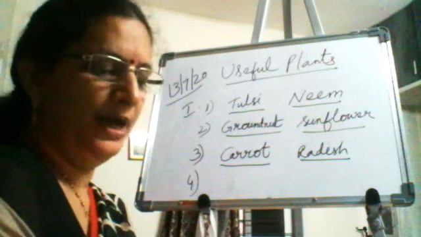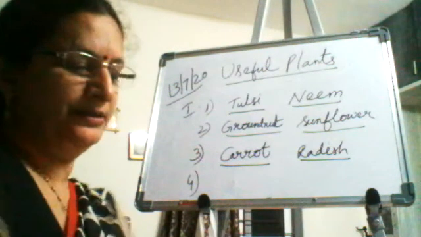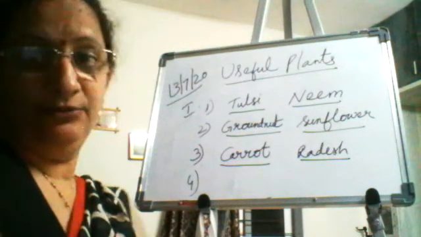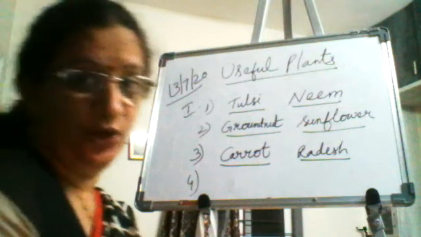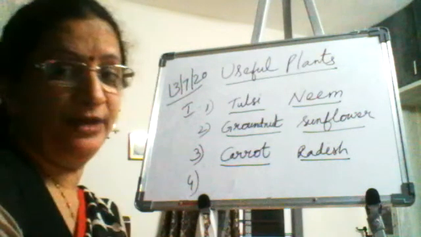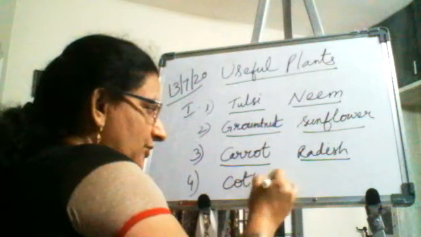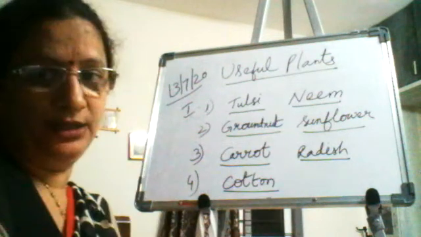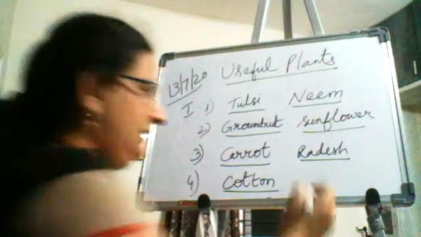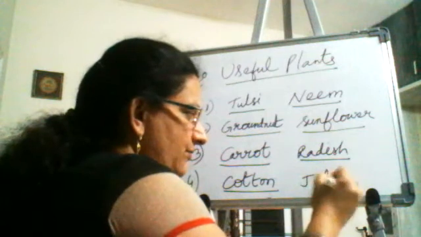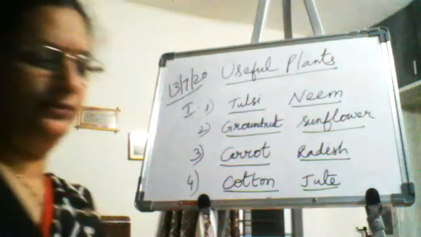Name 2 plants which give us fibers. Wow, we have learnt about the cotton cloth, we have learnt about the jute fiber. So what are the 2 now? You know what they are? Cotton, COTTON, cotton, JUTE, jute. Very good.